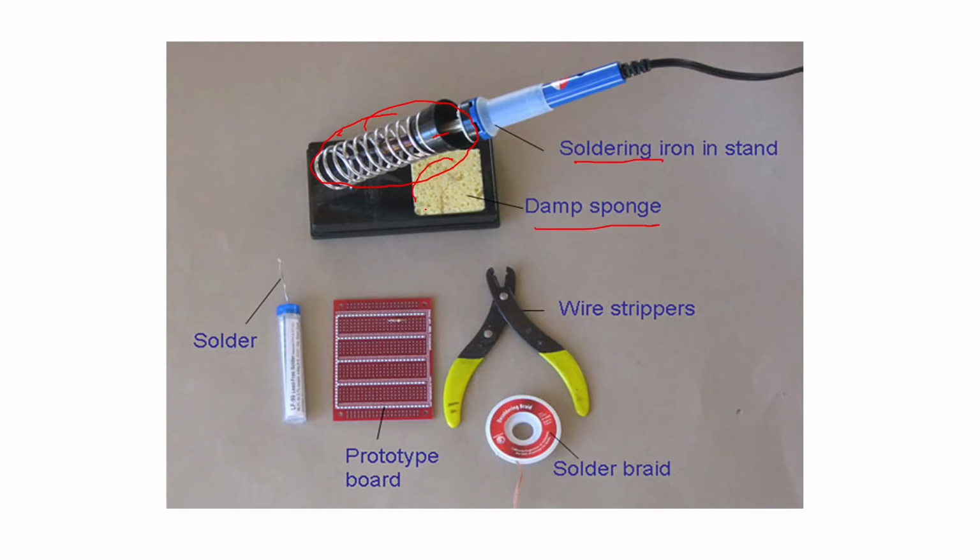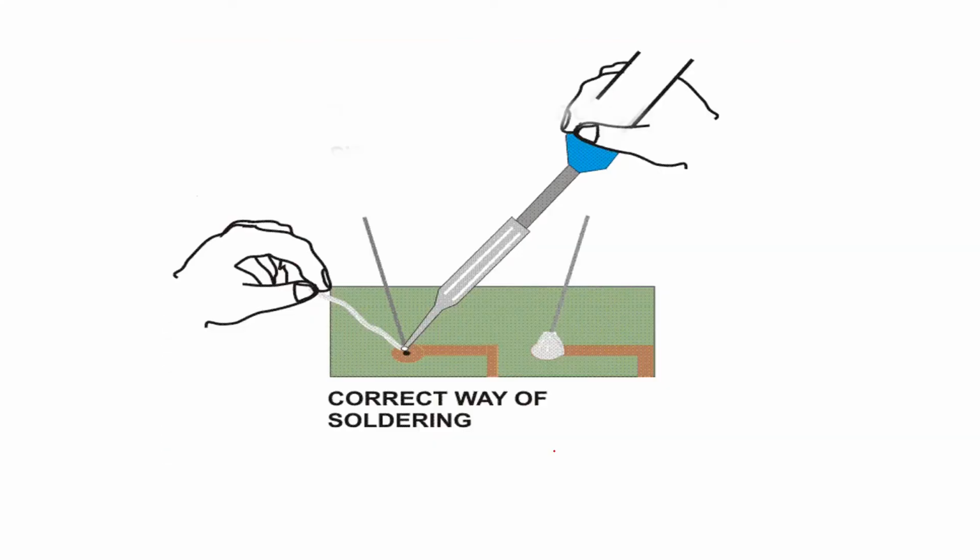So here you can see you will be having a damp sponge. Then you will be having a solder. Solder is your lead like this. Then a board, which is a prototype board on which you can connect many components and other things, standard boards. Then you can have wire strippers, which can cut the wires. You can have solder braids. Okay. So all these things are what you should have while you're doing the soldering.